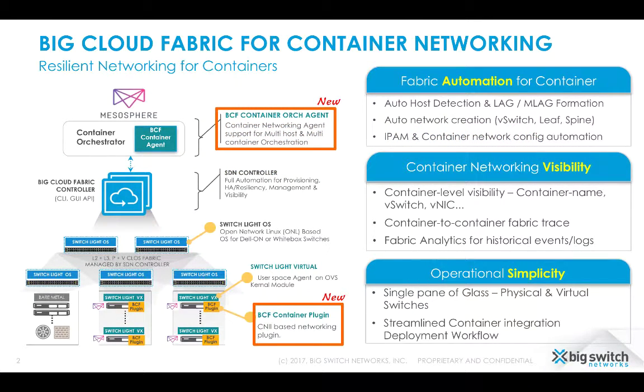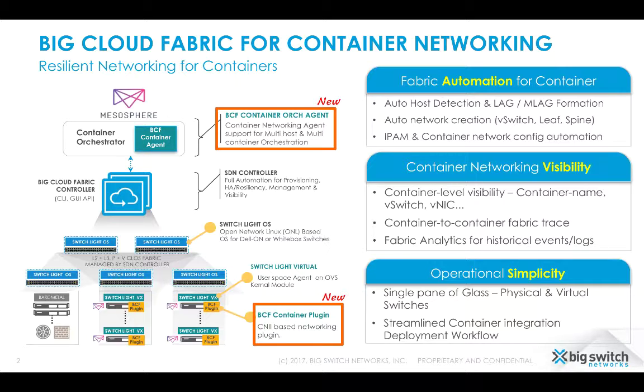For this demonstration, I'll be using Big Cloud Fabric P+V, physical and virtual solution, with BCF Container Networking plugin for Mesosphere DCOS. This automates container networking and provides advanced visibility into container networking. Big Cloud Fabric P+V provides the single pane of glass for both physical and virtual networking, which simplifies the container networking operations.